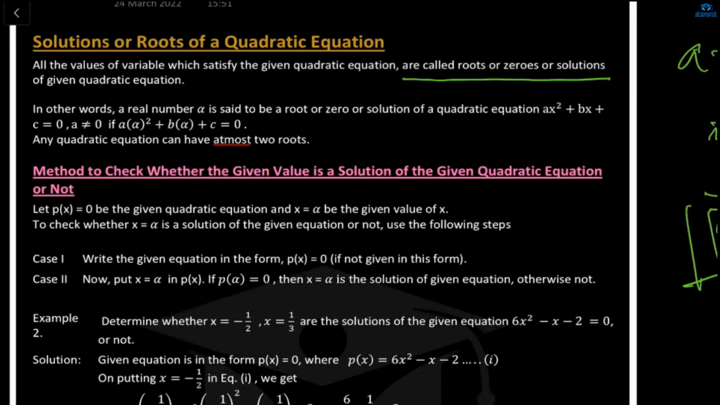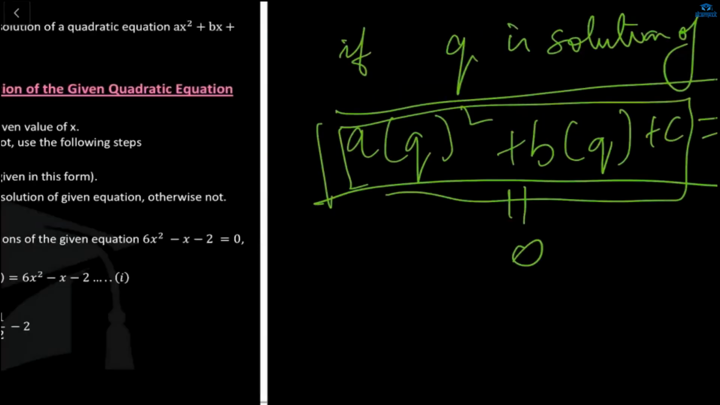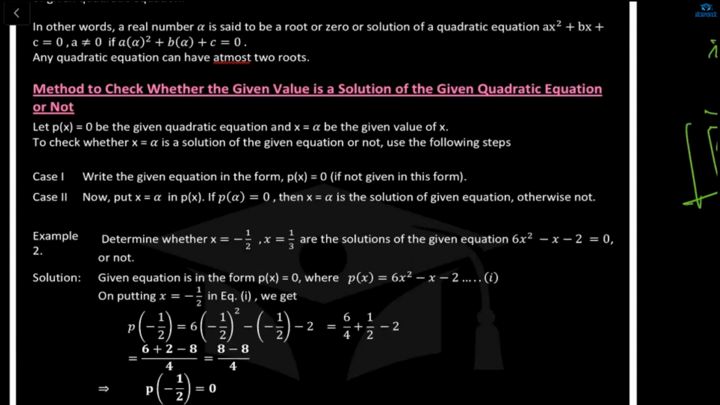Understood? Any doubt in this term? Root and zeros and solution, what are these? Now, how can we check? The method to check whether the given value is a solution of a given quadratic equation or not: if it says that 1 by 2 is a solution of the equation, then in the equation you are going to put 1 by 2 and check whether it is equal to 0 or not. If it is equal to 0, then it is a solution of the given quadratic equation. Okay, so let's see.